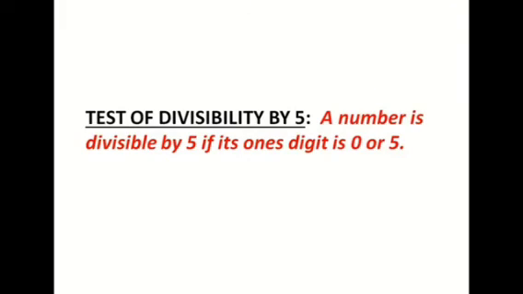So the divisibility test for 5 says a number is divisible by 5 if its ones digit is 0 or 5. So if you get a number having the ones place as 0 or 5, then only you can say that the number is divisible by 5. Okay.